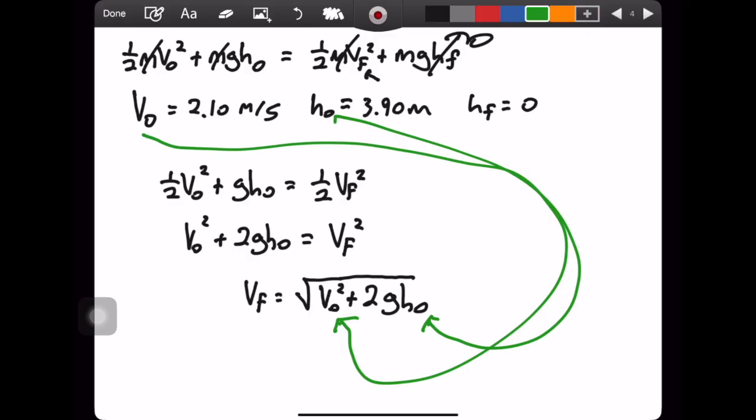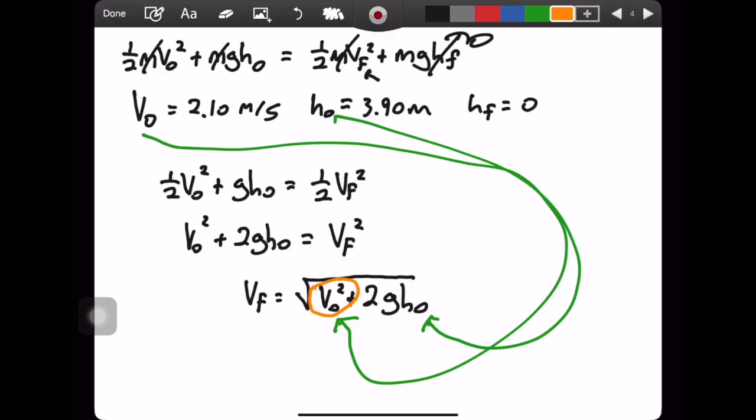The next part of the problem asks what happens if instead the velocity was a jump straight down, which would mean v naught would be negative 2.10 meters per second. It turns out that this term right here is a square, so whether the initial velocity for a jump up or down is positive or negative respectively, that term will be the same.